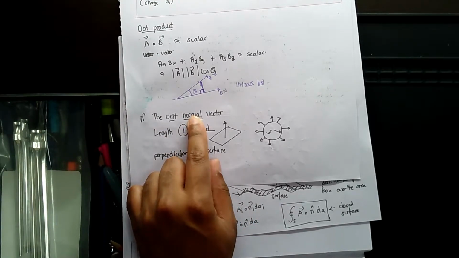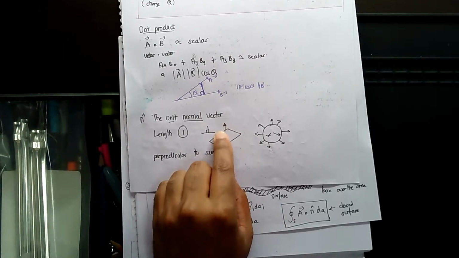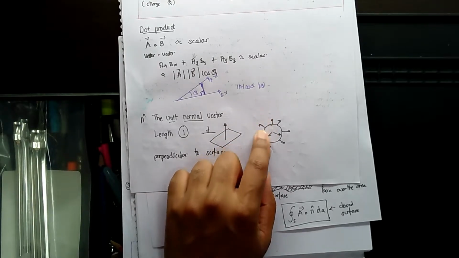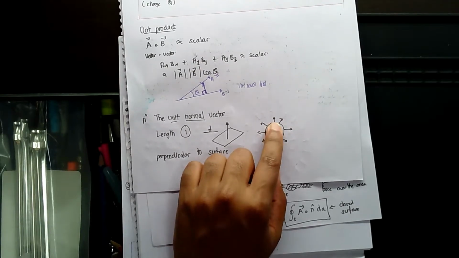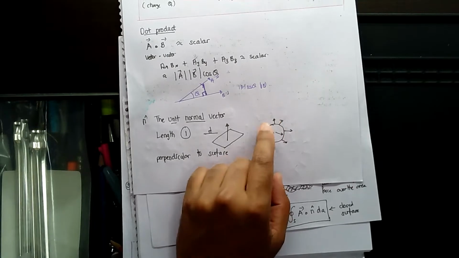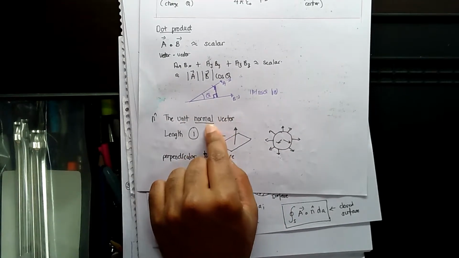And normal means it has to be perpendicular to a surface. Now, if it's a plane, it'll always be perpendicular. And if it's a surface over here, it's just going to be in the direction that's perpendicular. So if it's at the North Pole, it's just going to be facing upwards. If it's the South Pole, it's going to be facing downwards. So this is what a unit normal vector is.